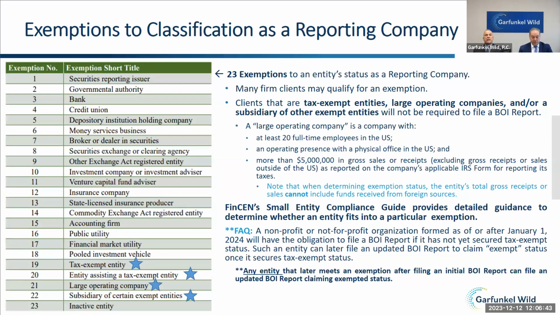Now, this slide contains the exemptions to classification as a reporting company. As David mentioned, there are 23 exemptions to an entity status as a reporting company. Many of our firm clients may qualify for an exemption. We do represent a lot of nonprofit organizations that have qualified as tax-exempt organizations, and we also represent a lot of large organizations that satisfy the large operating company test.